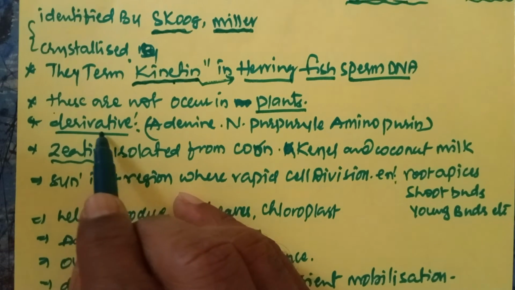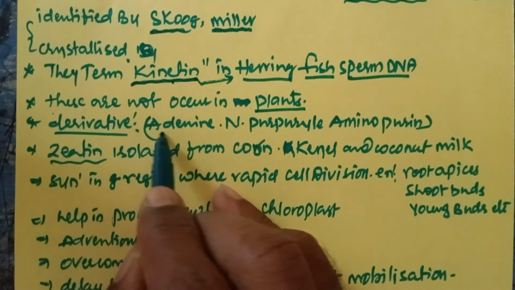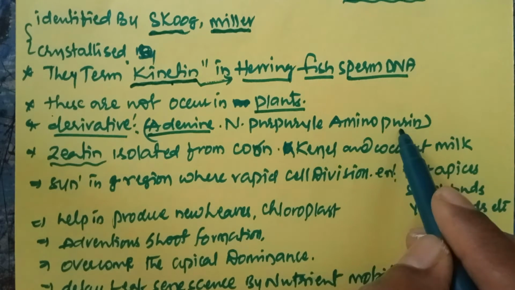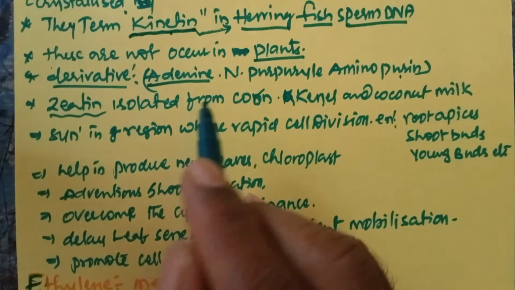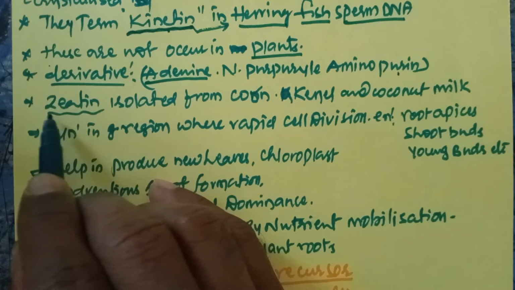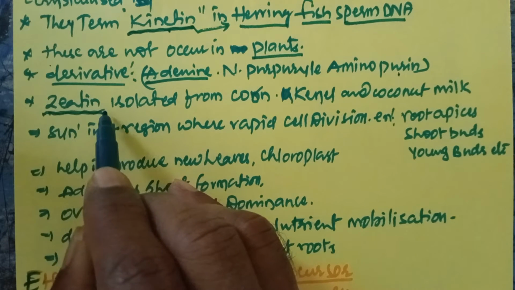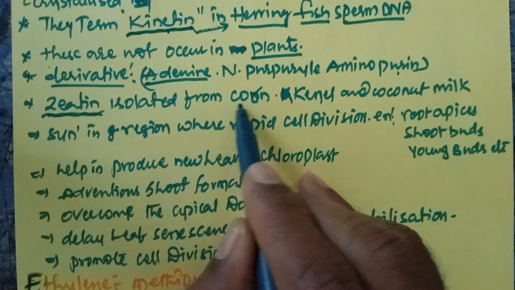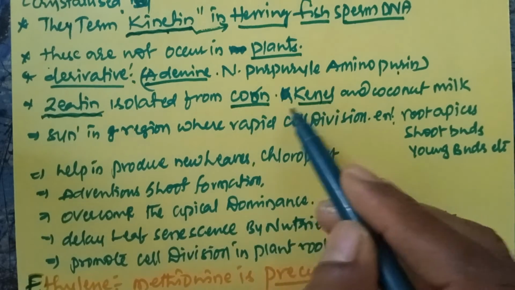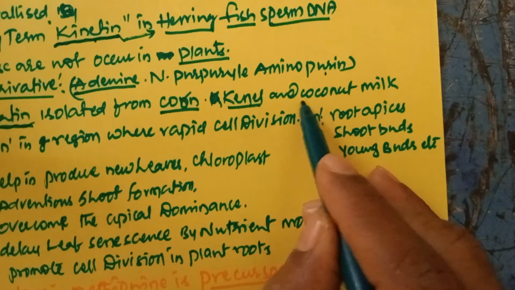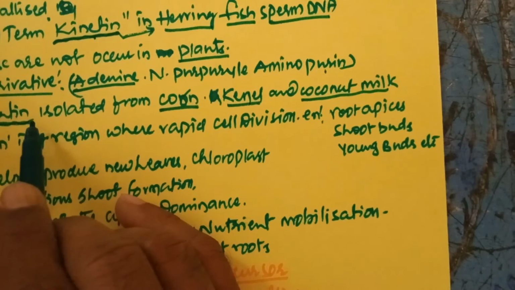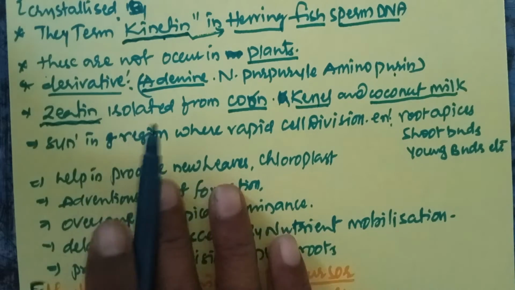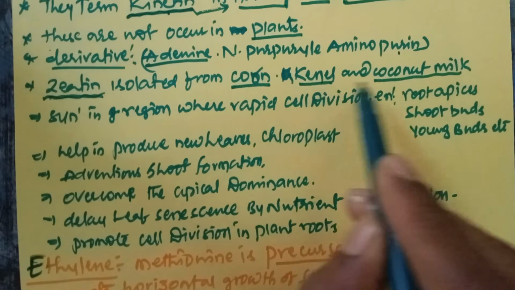When we observe the derivatives of cytokinins, adenine and N-purpuryl aminopurine. Zeatin is also chemically similar to cytokinin. It is isolated from corn kernel and also coconut milk. So zeatin also acts as a cytokinin. It is a type of cytokinin found in corn kernel and coconut milk.